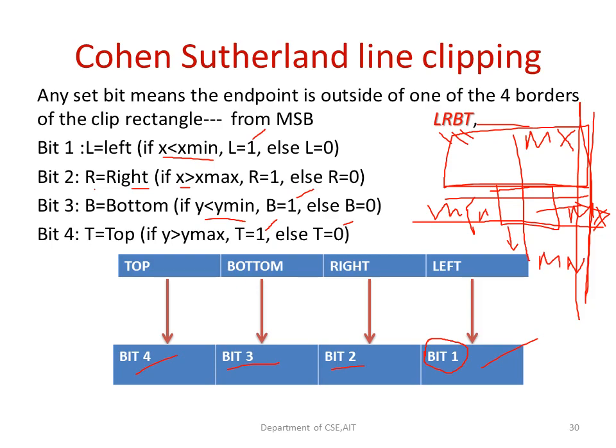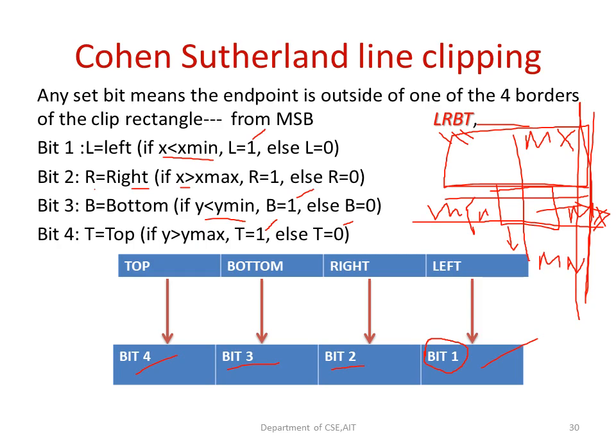And bit 3 is about the bottom. All the regions which are below the clipping window, that means their value is less than Y minimum, in that case the bottom bit will be equal to 1, else it will be equal to 0. The last bit, bit 4, is the top bit. All the regions above the clipping window will have T equal to 1, else T will be equal to 0.